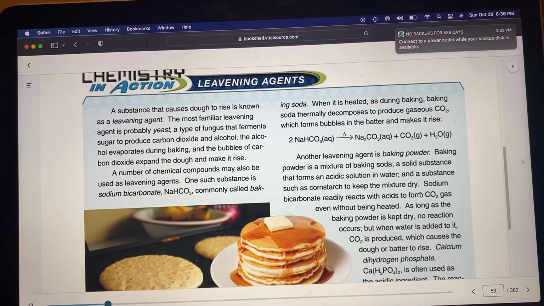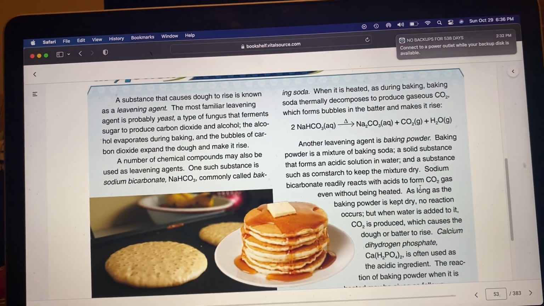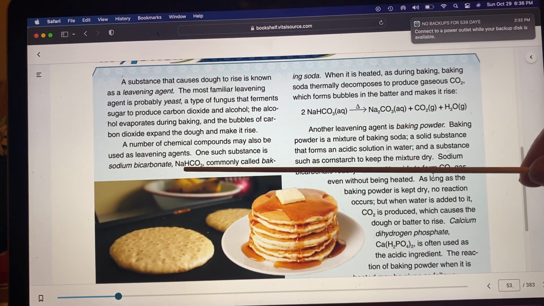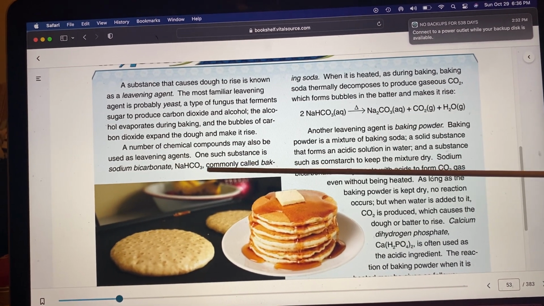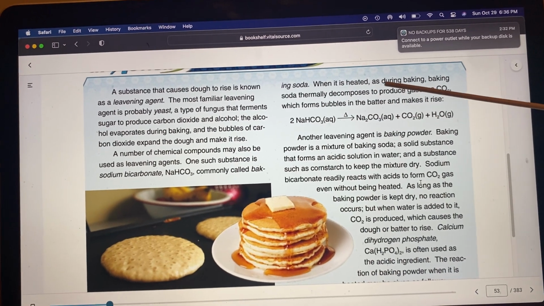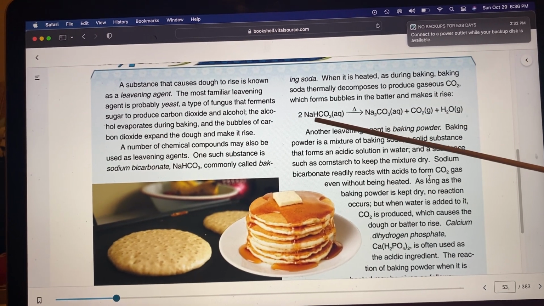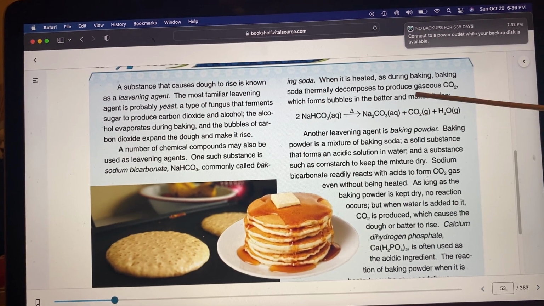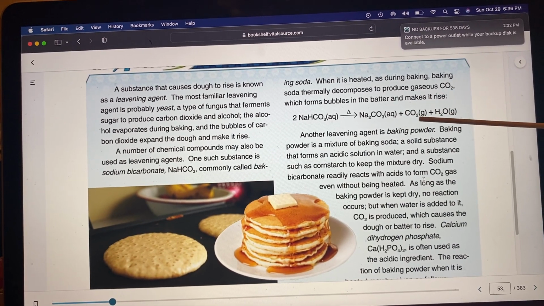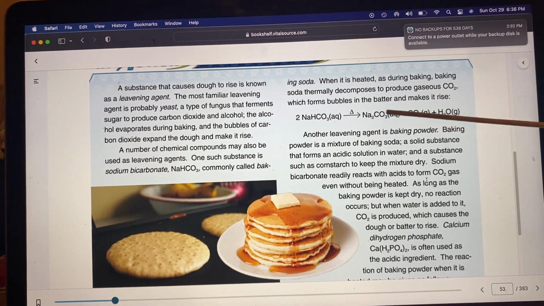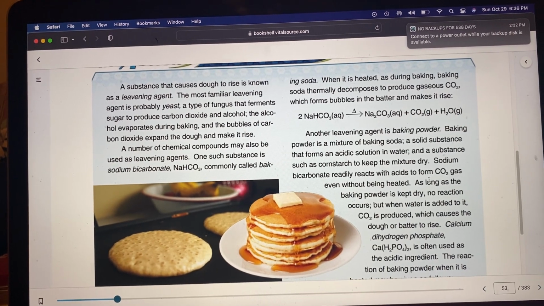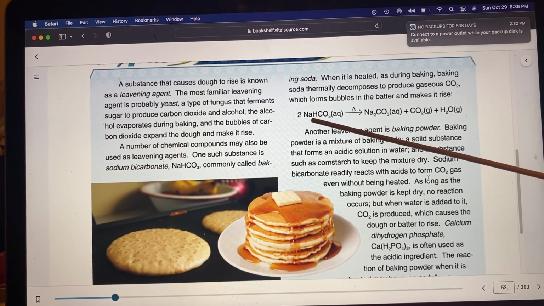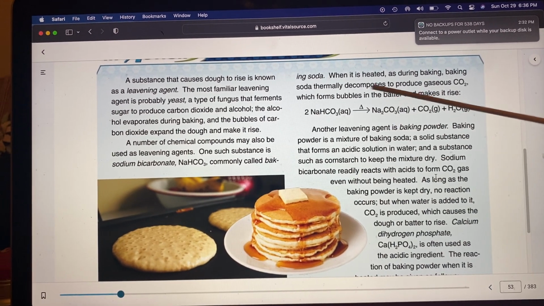So here we go. Let's go look here. We have sodium bicarbonate, which is NaHCO3, commonly called baking soda. And then it's decomposing into two different gases. Carbon dioxide gas is going to come out of it, and water's going to come out of it. And there's going to be a different batter there, with the aqueous there. So anyway, here's the equation for that.